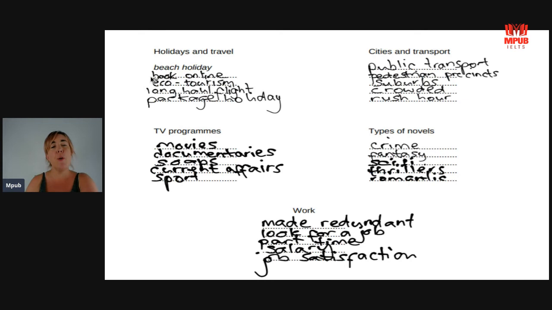So if we book online, it means we don't go to a shop. We use something like booking.com or another website, and we can put in our information, where we want to go, when we want to go, and we can buy tickets. Ecotourism is tourism which is about the environment. So maybe you're going somewhere to help plant trees, to help the world.